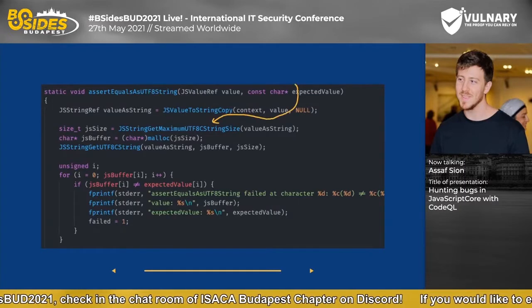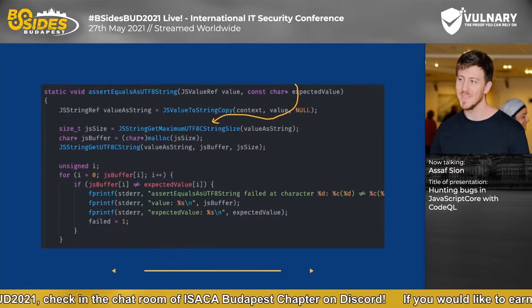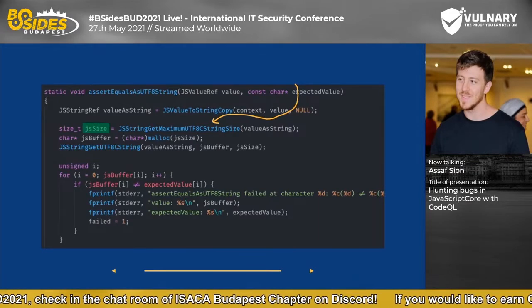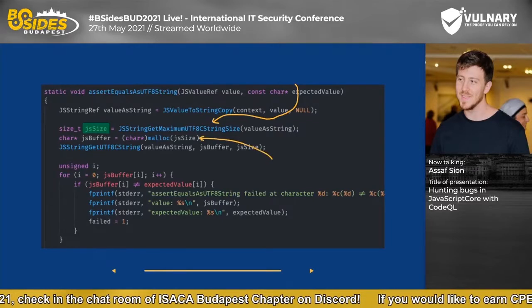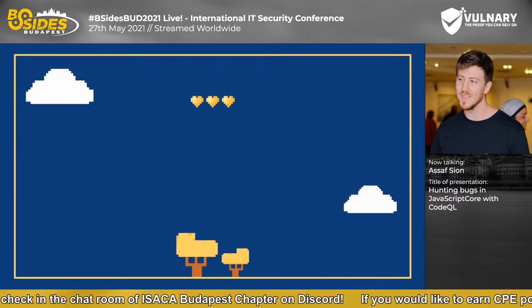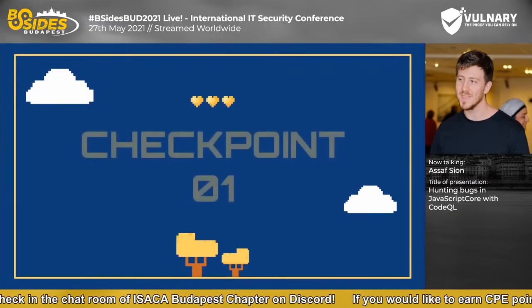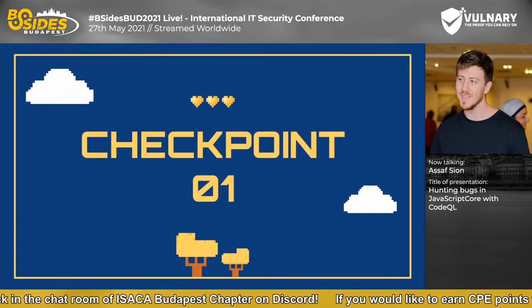So we can see that by calling that function, the returned value flows into the variable JSize, which is then passed as an argument to the malloc call. Awesome. I think that was it. Yeah, that was the first part of our talk. Congratulations, that's the first checkpoint.